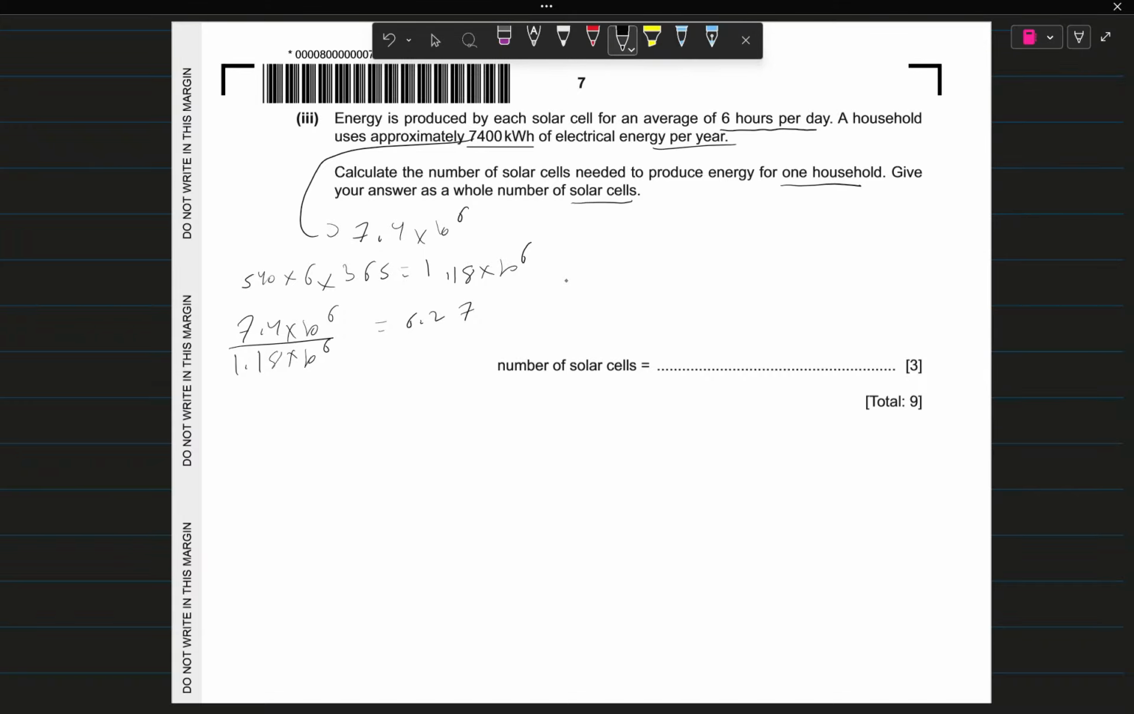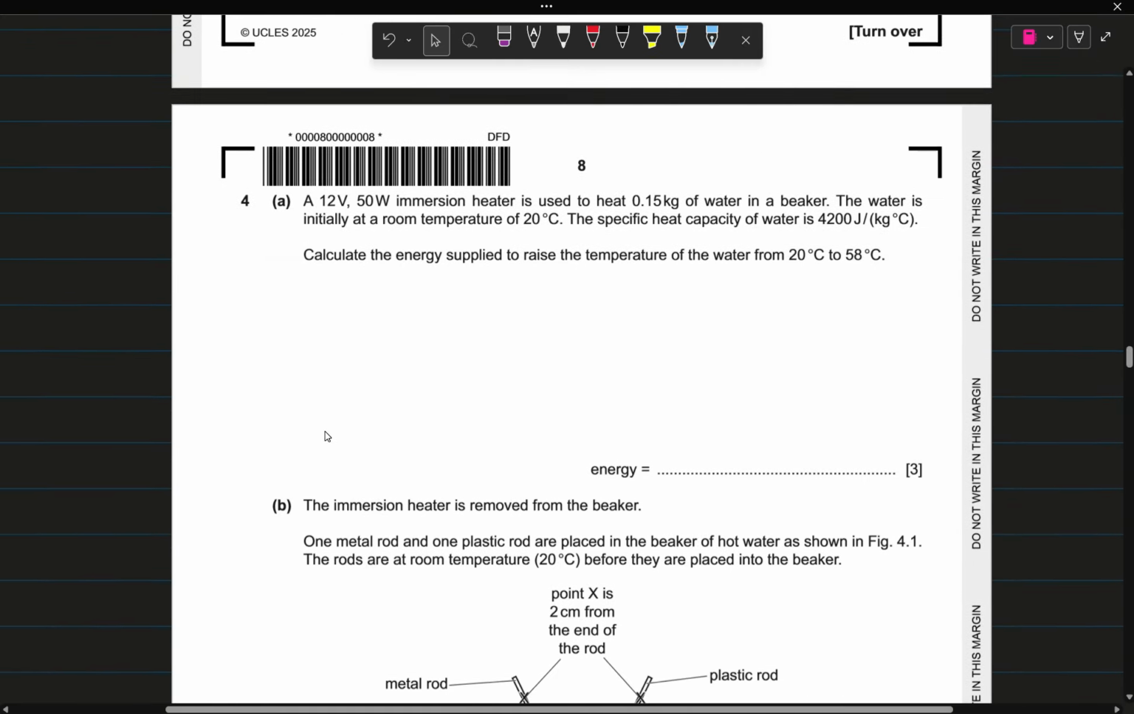However, it says that we need to round our number as a whole number of solar cells. So you can't really have 6 solar cells and a quarter, so you have to round that up to 7. So that's 7 solar cells. Okay, moving on.